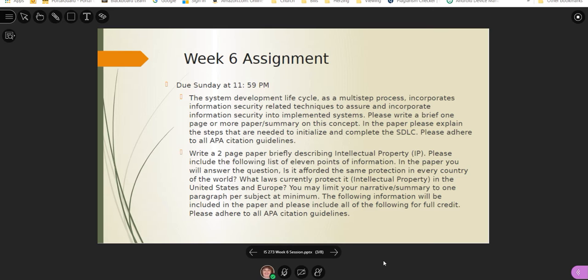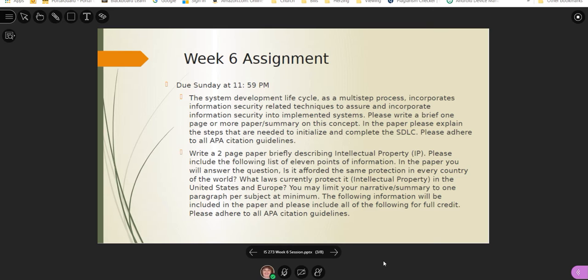The system development lifecycle, as a multi-step process, incorporates information security-related techniques to ensure and incorporate information security into implemented systems. Please write a brief 1-page or more paper summary of this concept. In the paper, please explain the steps that are needed to initialize and complete the SDLC. Please adhere to all APA citation guidelines. So in other words, you have to have references and they must be in APA format.